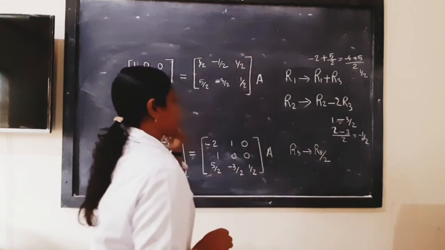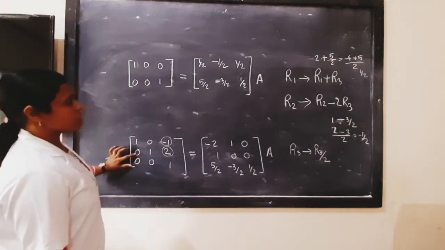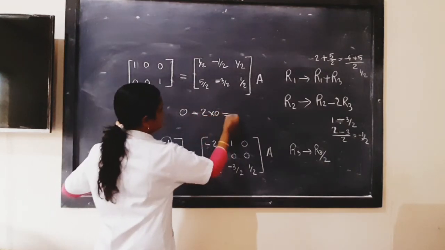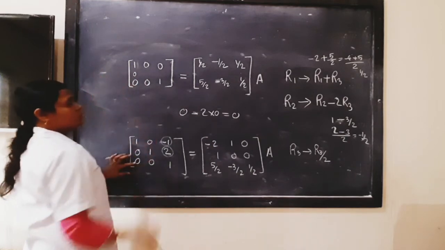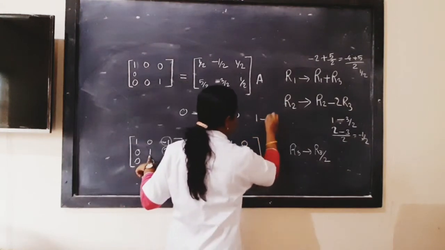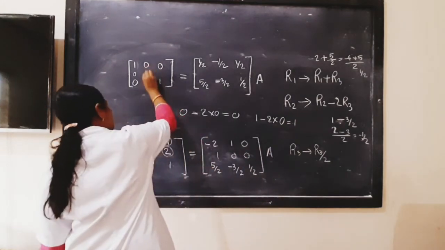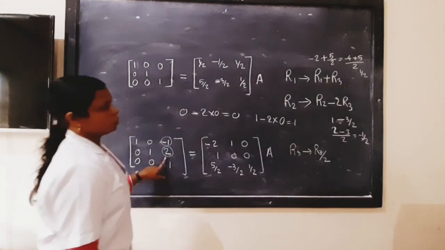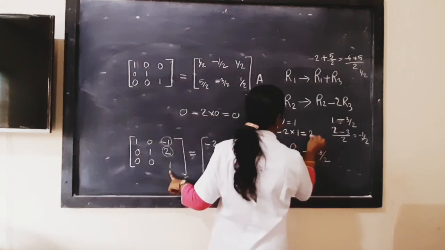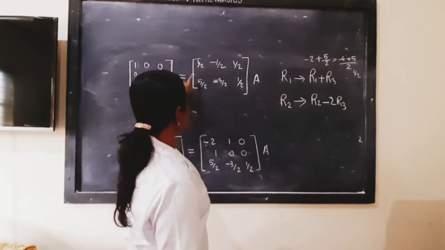Next we write the second row using the transformation R2 tends to R2 minus 2 R3. Okay, here R2 first element is 0. So we write 0 minus 2 into R3, here R3 is 0. Okay, we get 0. So here second row first element is 0. Next element 1. So we write 1 minus 2 into here R3 is 0. So we get 1. Okay, we write 1 here. Next element is 2. We write 2 minus 2 into R3. R3 is 1. That is we get 2 minus 2, that is equal to 0. Write 0 here.